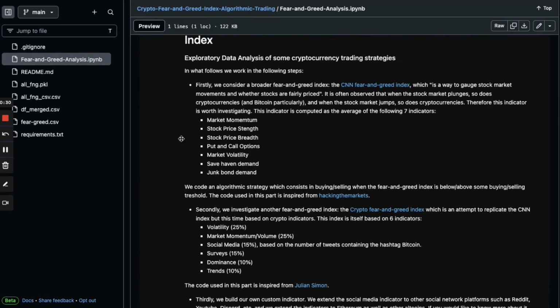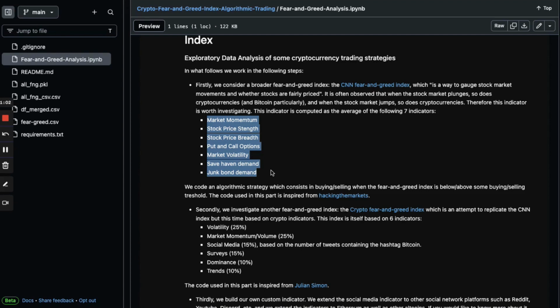Indeed, this index was based on the following 7 market momentum indicators: stock price strength, stock price breadth, put and call options, market volatility, safe haven demand, and junk bond demand. So based on these 7 indicators, they built what is called the Fear and Greed Index, which aims at telling us whether the market is in a fear mode or a greed mode at the moment.